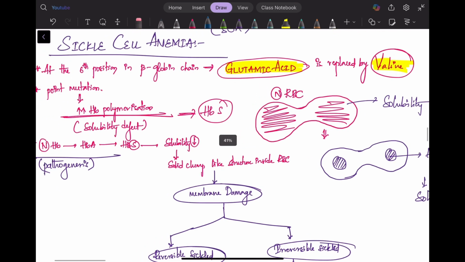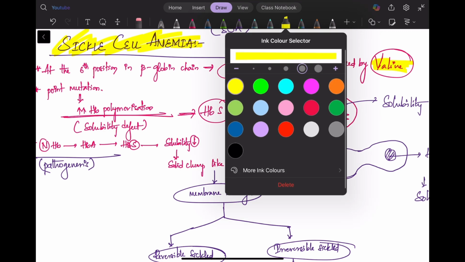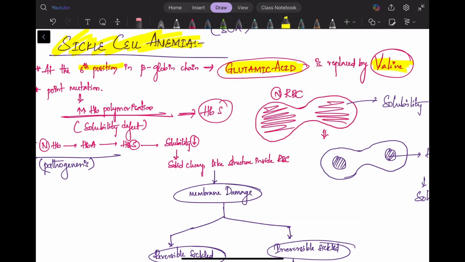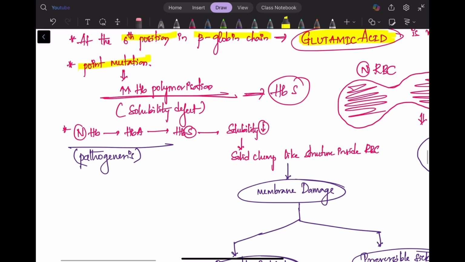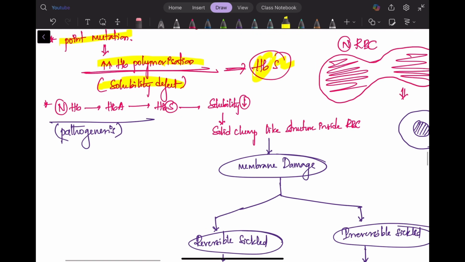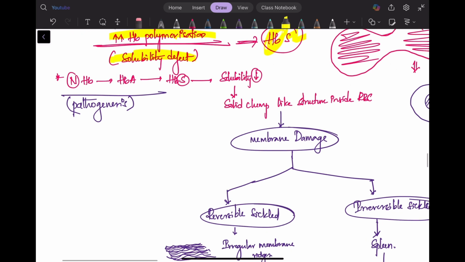Let's quickly revise. Today in this video we learned a very important topic, which is a qualitative hemoglobinopathy, sickle cell anemia, right? Very important topic, you need to learn. So what is the sixth position? Beta globin chain only. What happened? Glutamic acid is replaced by valine. Then what is it? Point mutation. We have increased hemoglobin polymerization, leading to a solubility defect, which leads to hemoglobin S.